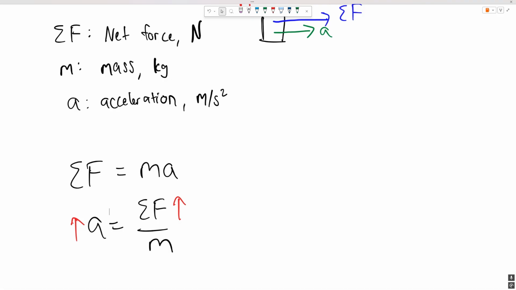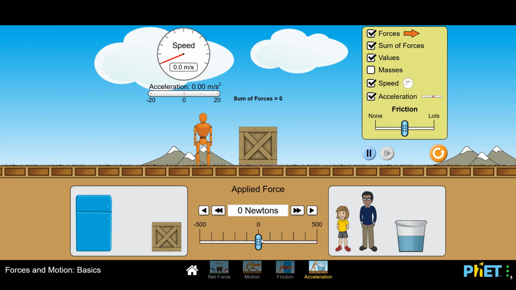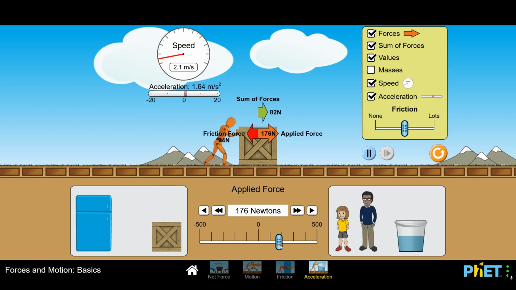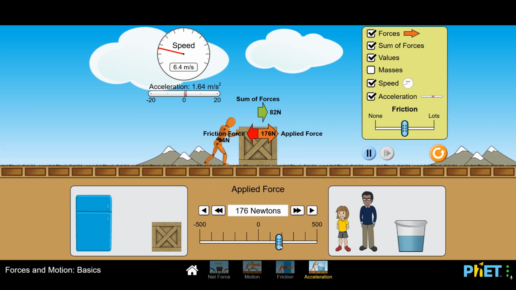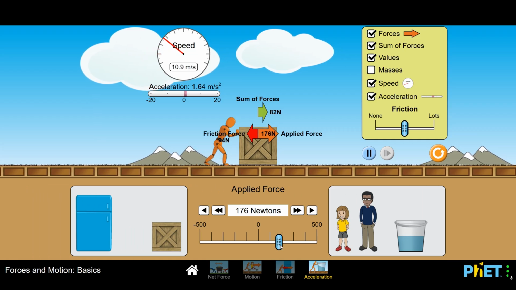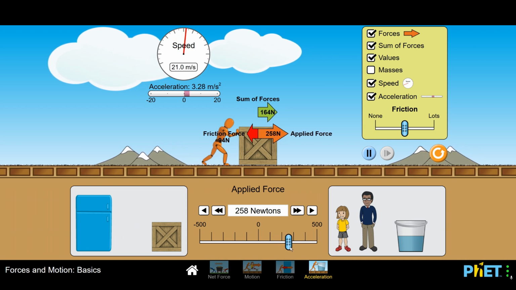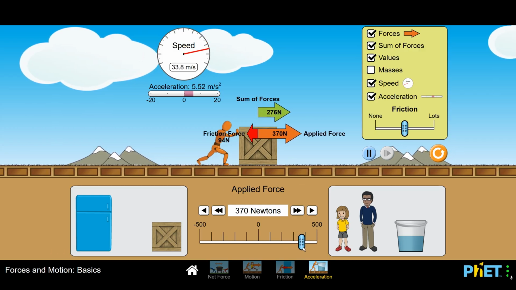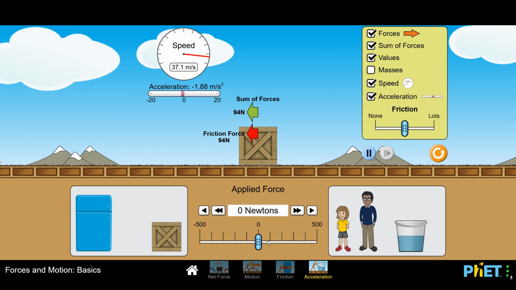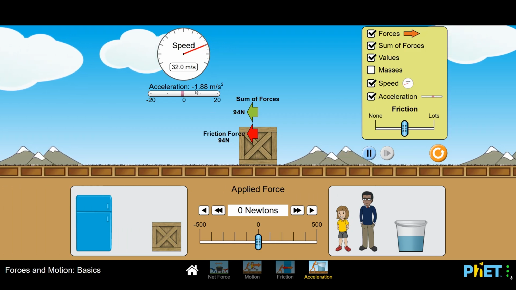And we can see that here in this simulation, where if I apply a force of 53 newtons, and the friction force is 53 newtons, well then what's the net force? The net force would be 0, so we get no acceleration. Now, if I keep on pushing with more and more force, eventually I push with more force than the friction force, and I get a net force, in this case 82 newtons, and we can see my acceleration is 1.64 meters per second squared. If I push with more force, then I get a larger net force, in which case you notice my acceleration is larger.